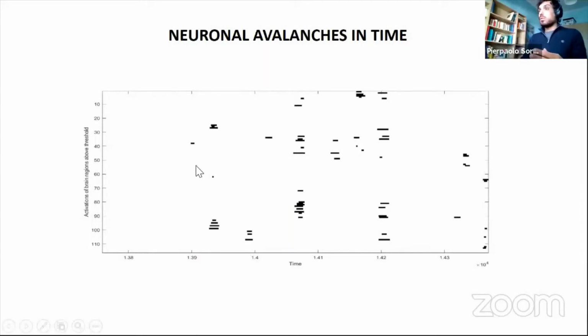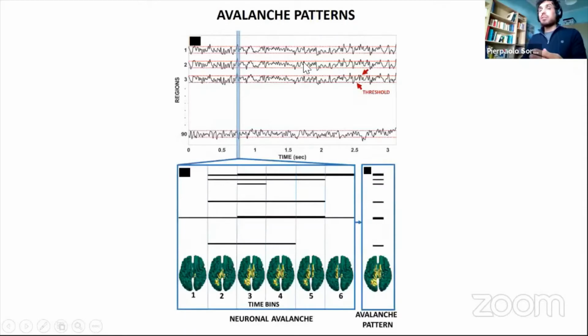All right. Then, in this case, this would be one avalanche. As I said, this would be another avalanche, this would be another avalanche, and so on. Now, they can have plenty of shapes, and how do we make sense of this?